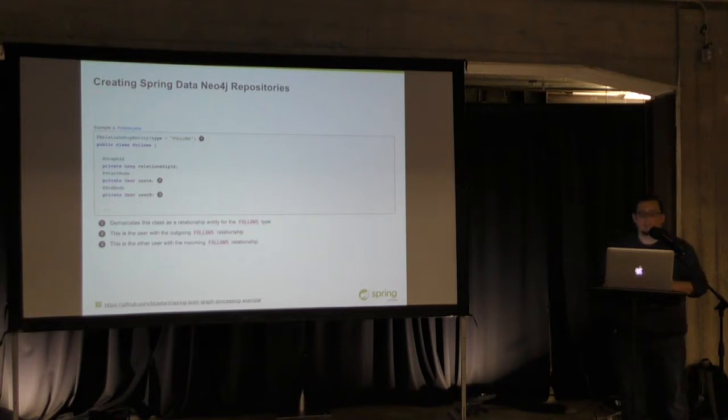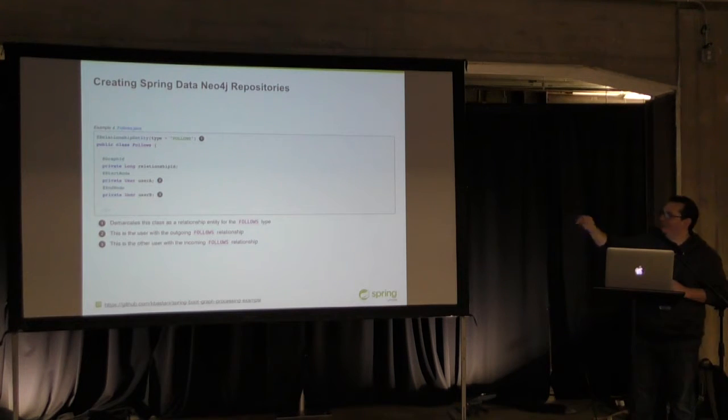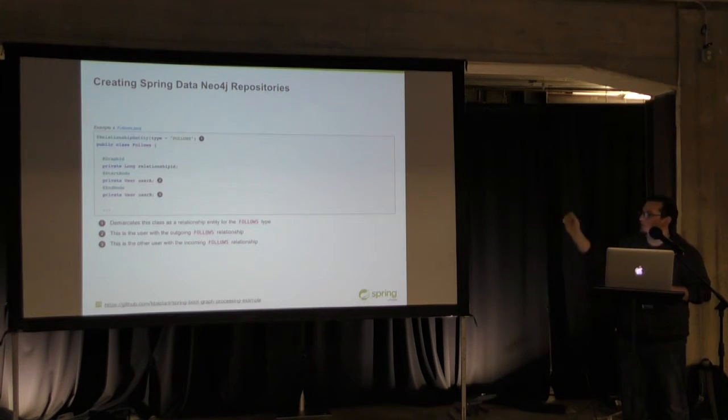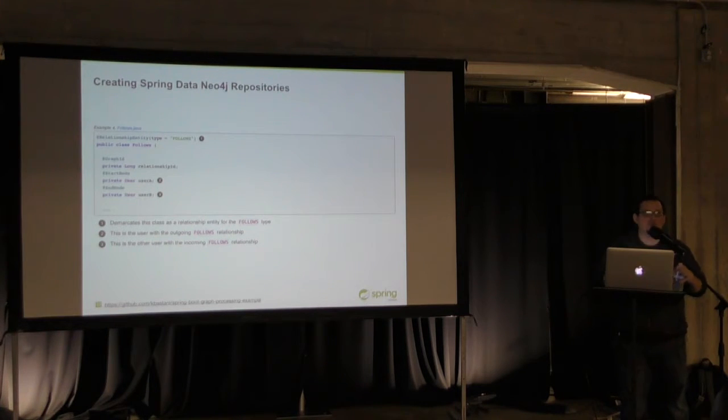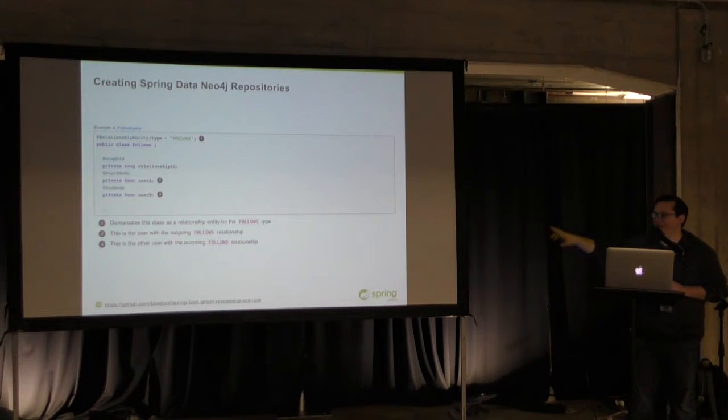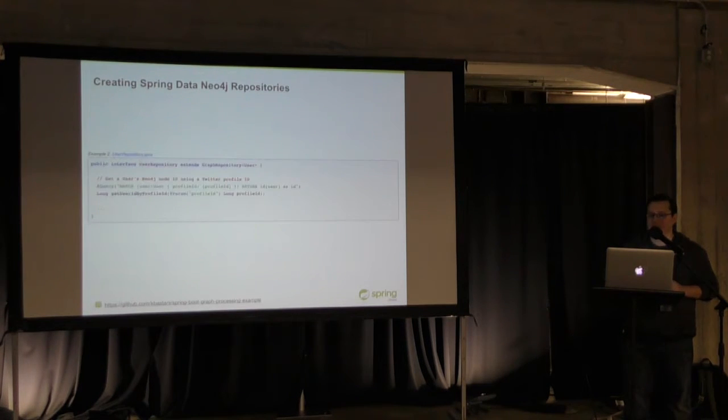The same goes here for the follows relationship. We're going to have a relationship entity annotation at the top. I'm very sorry if you can't see this. At the top, we have the relationship type follows, and that's going to pull in all of the entities that are the relationship between the vertices. So we have our user A and we have our user B.